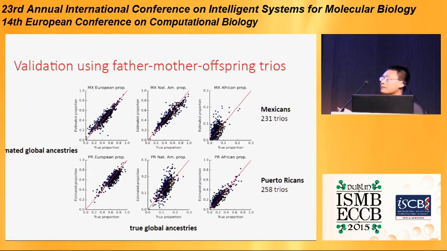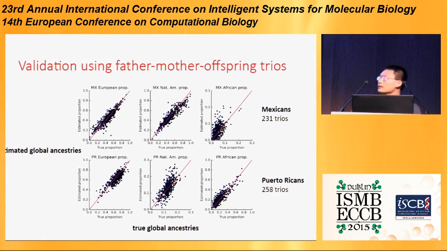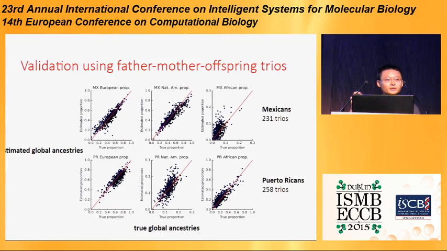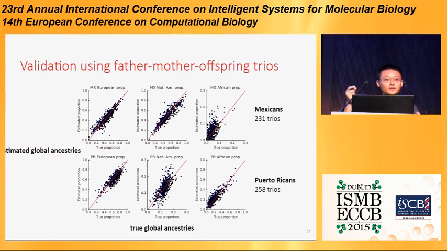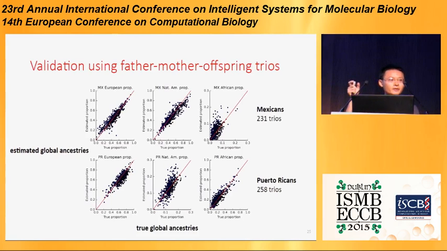So here's basically how we want to see how well the algorithm works. We have a very nice data set consisting of about 230 Mexican trios and 260 Puerto Rican trios. What's nice is that for each of these trios, we have the full genotype of the mother, father, and offspring. So this gives us a gold standard because we can explicitly compute the genomic ancestries of each of the parents. Of course, we hide that information from the algorithm. We only give the algorithm the offspring's genotype, and we measure how well the estimated genomic ancestries compare with the ground truth. The x-axis here corresponds to the ground truth of the global ancestries.